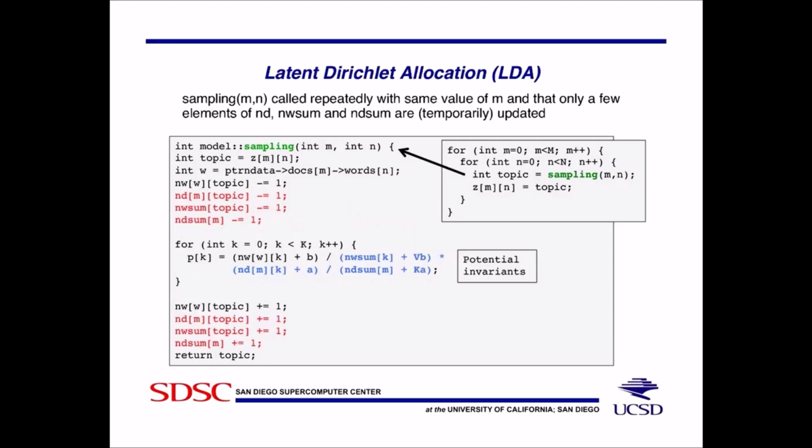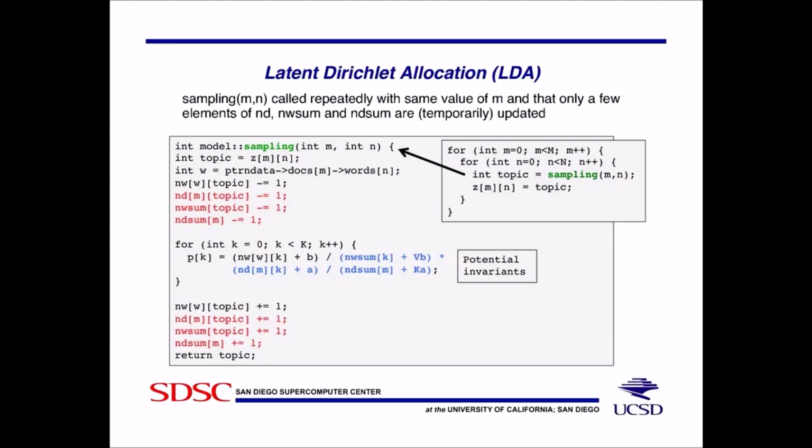And it turned out that in further investigation of the code, there was some good opportunity there. So as I just mentioned, the sampling method is called repeatedly with the same value of m.